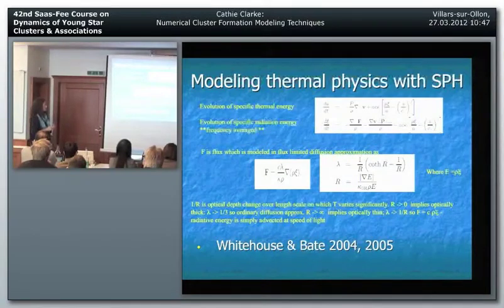It's quite tricky because you have to work out a divergence of something which also involves a gradient, and that can be noisy in SPH. But there's a series of papers by Whitehouse and Bate which set out how this can be done. It's computationally expensive though, you have to actually integrate the equations implicitly because of the very short timescales associated with these equations.